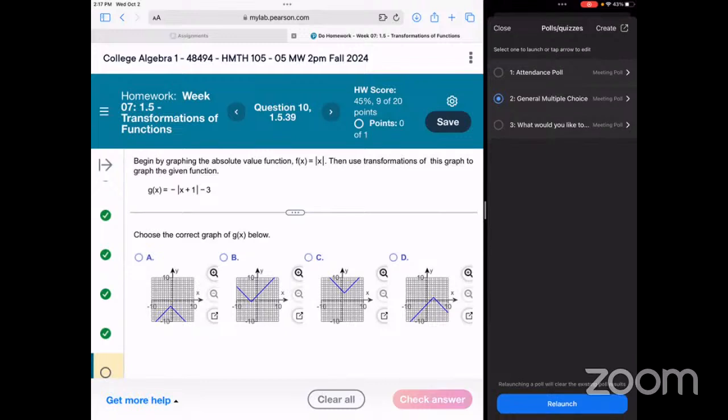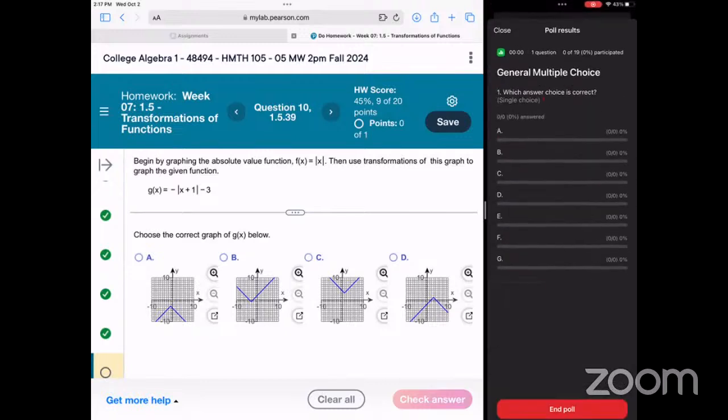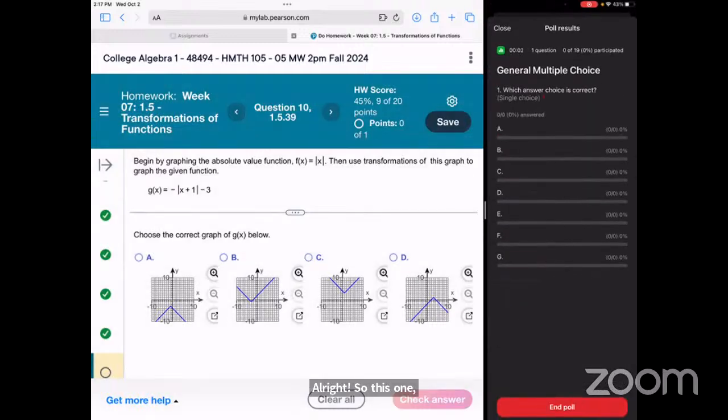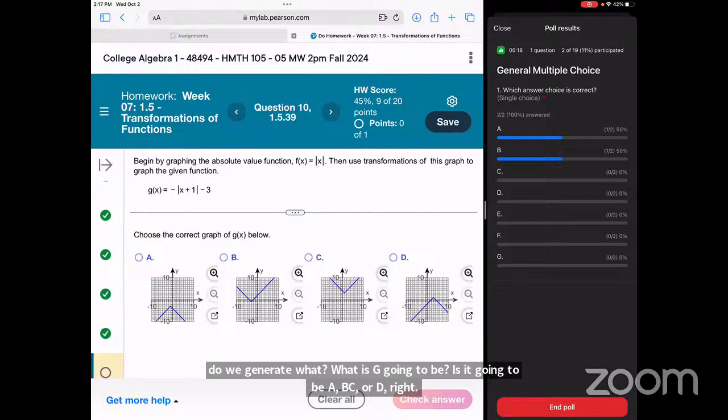All right, so this one, our parent function is f of x equals the absolute value of x. If we use transformations, if we start with the absolute value of x, how do we generate, what is g going to be? Is it going to be A, B, C, or D, right? So just take a moment. I'll give you maybe 20 more seconds.